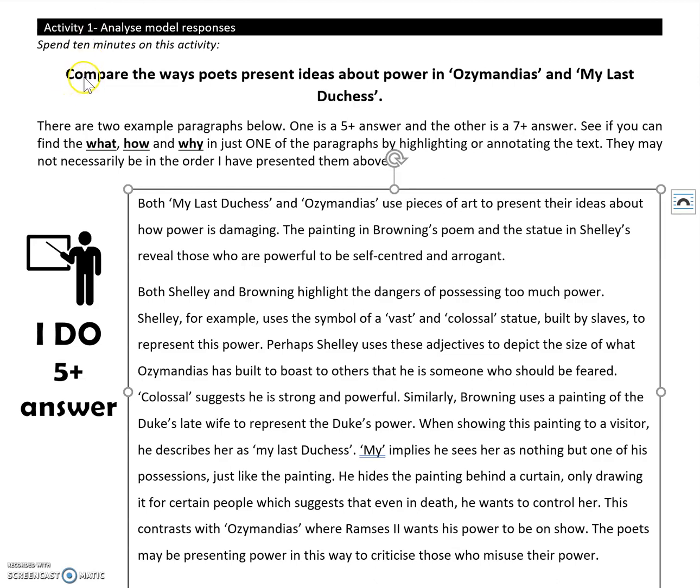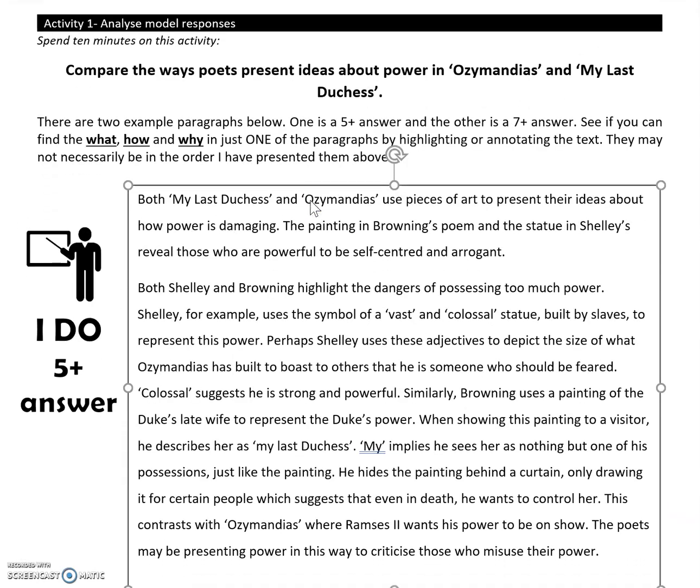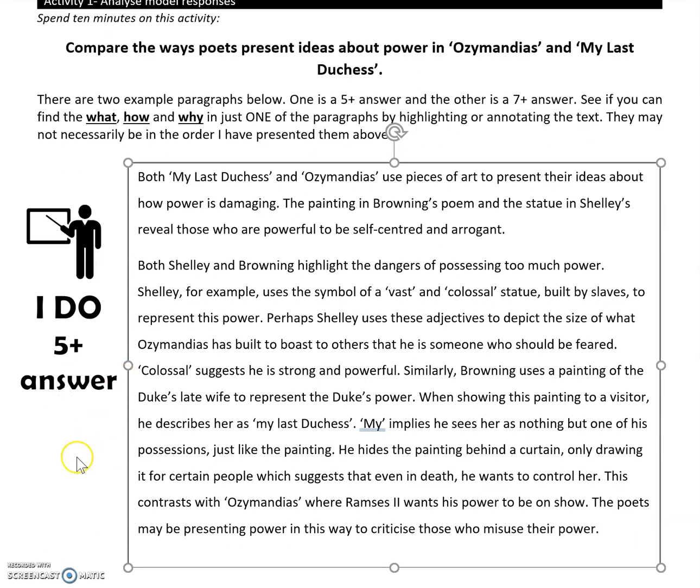This question is: compare the ways poets present ideas about power in Ozymandias and My Last Duchess. You have two responses. One is a 5+ response and the second one is a 7+ response. Now it says I do because I've given you the response, and what I would like you to do is to annotate or highlight this paragraph by yourselves for what, how, and why structure.